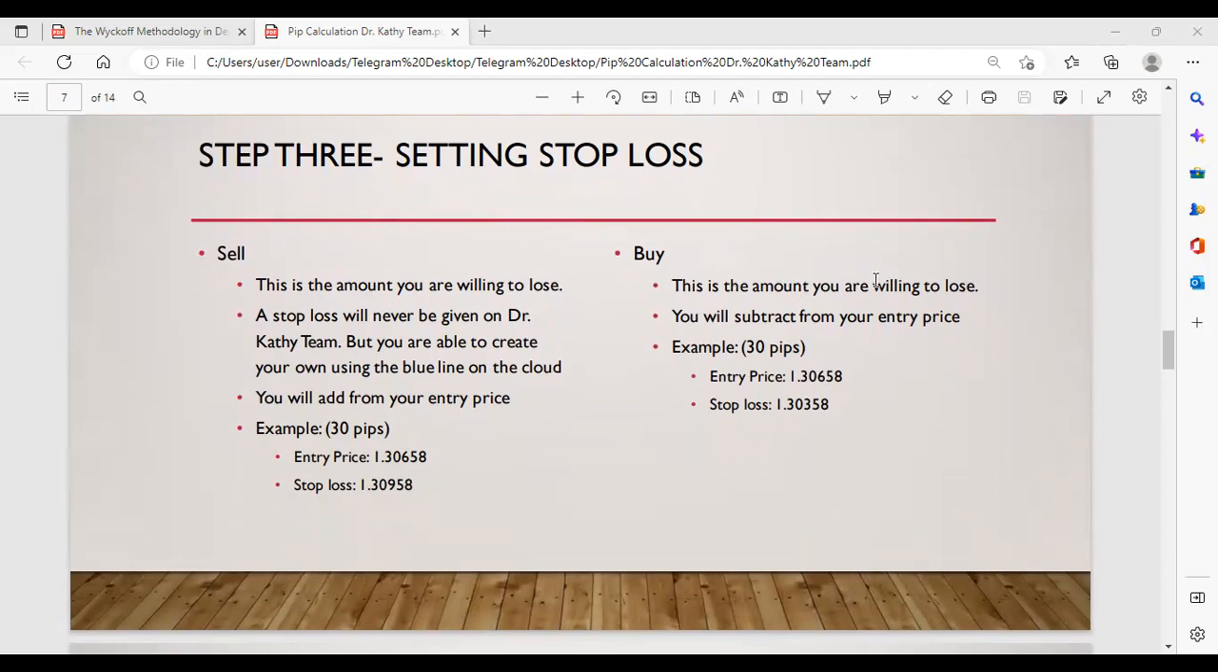On the buy, the amount you're willing to lose, you will subtract from the entry price. Example 30 pips, entry 1.3065, stop loss 1.30358. So here what do we do? We subtract to get that stop loss from 6035.